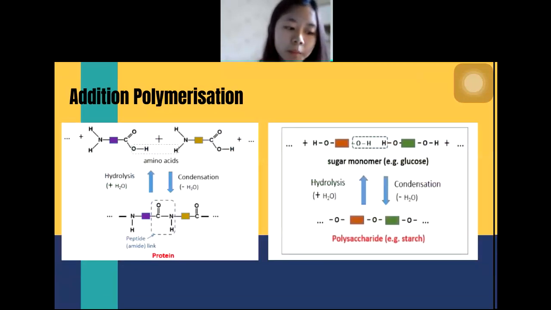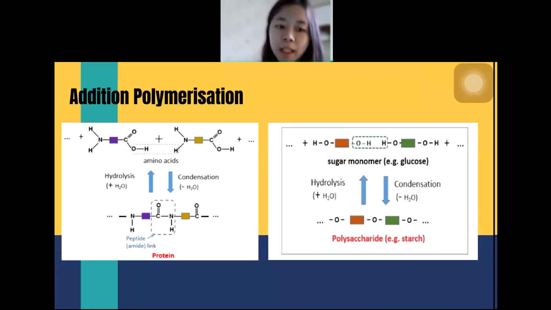Next one, usually addition polymerization is used to produce natural polymers like protein, starch, cellulose, some things like that. So proteins are built from amino acid monomers that are joined together via the amide link. And this is a reversible reaction, so they can be hydrolyzed back to amino acids by boiling with hydrochloric acid.